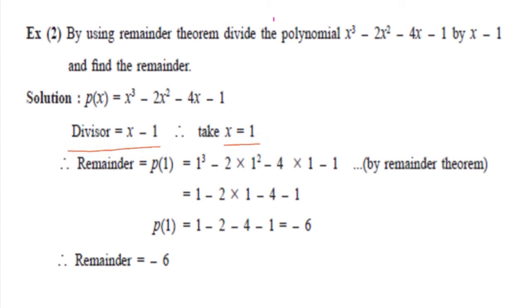Therefore remainder is equal to P of 1 is equal to 1 cube minus 2 into 1 square minus 4 into 1 minus 1. 1 cube is 1, minus 2, 1 square is also 1, minus 4 ones are 4, minus 1. Is equal to 1, 2 ones are 2, minus 2, minus 4 and minus 1. Minus 2, minus 4, minus 1, both are minus. 2 plus 4 is 6, 6 plus 1 is 7, means 1 minus 7 is equal to minus 6, therefore the remainder is minus 6.